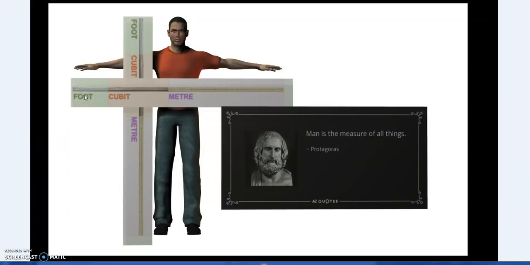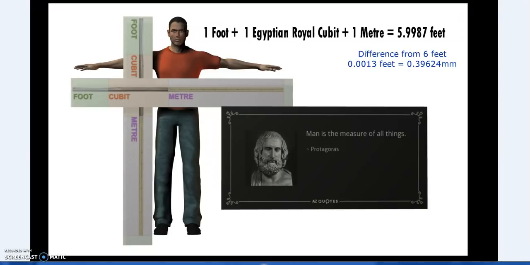One cubit plus 1 meter is 5 feet, within splitting hairs. So a foot plus a cubit plus a meter is 6 foot. This will connect directly to Vitruvian man, and is again referenced in books such as Ten Books of Architecture by Vitruvius. So 1 foot plus 1 Egyptian royal cubit plus 1 meter, using the strictest definitions, you're less than 1/2 of a millimeter from perfection.